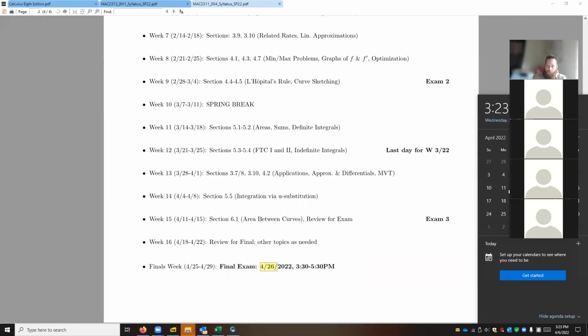If you wanted, we could do the last midterm, exam 3, on the 20th and leave the 22nd open as a review day for the final. So we'd finish 5.5 on the 15th, review for exam 3 on the 18th, do exam 3 on the 20th, review for the final on the 22nd, and then have the final on the 26th. The 26th must be the final. That cannot be moved.